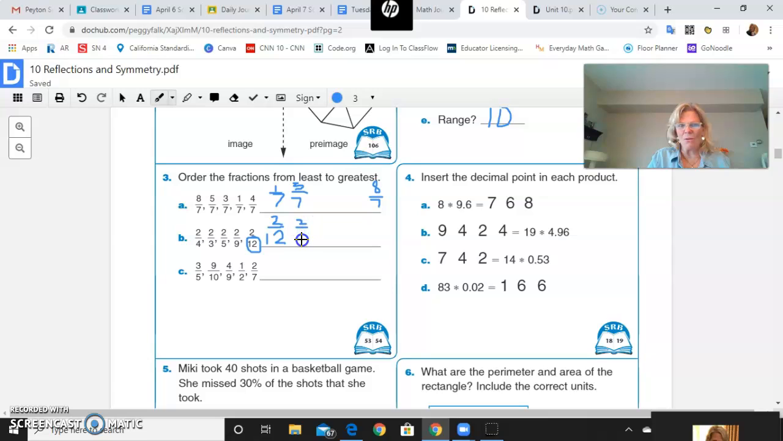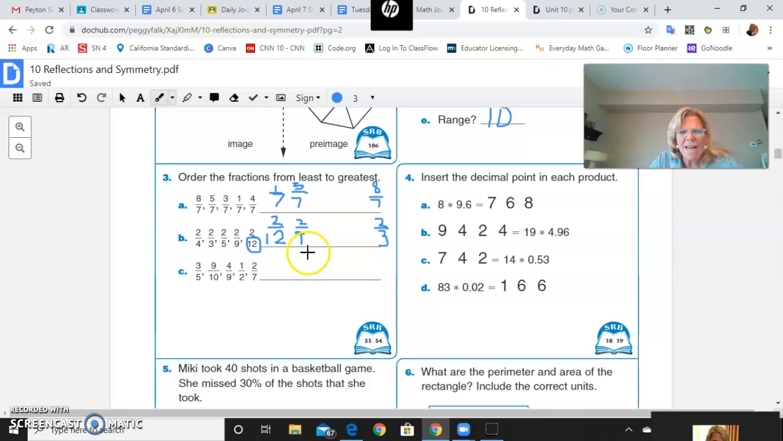So it kind of goes backwards. Then it would be 2/5, 2/4, and 2/3 would be your biggest piece here. Okay. So C, we don't have the same numerator or denominator. So there's a couple different ways you can think about it.